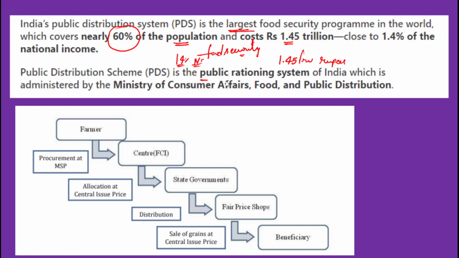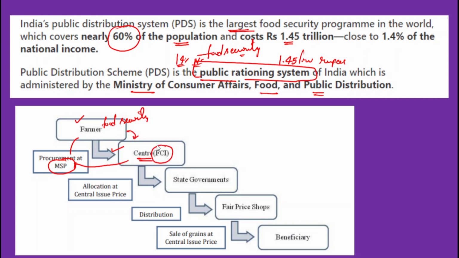Now, the public distribution system is also called the public rationing system. It is under the aegis of the Ministry of Consumer Affairs, Food and Public Distribution. In this context, please understand the overall chain of the public distribution system, how food grains are procured, distributed, and provided to the low income groups. Firstly, farmers will cultivate various food crops, and the center will procure the food grains from the farmers under the minimum support prices. We very often hear about the minimum support prices. So the center gives minimum support prices to farmers, and in turn procures the food grains.